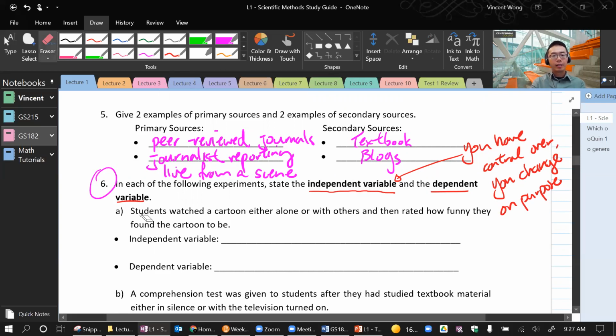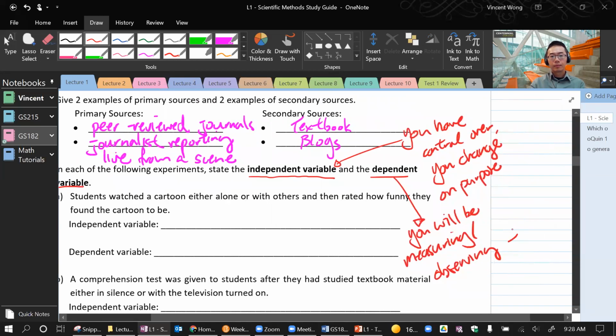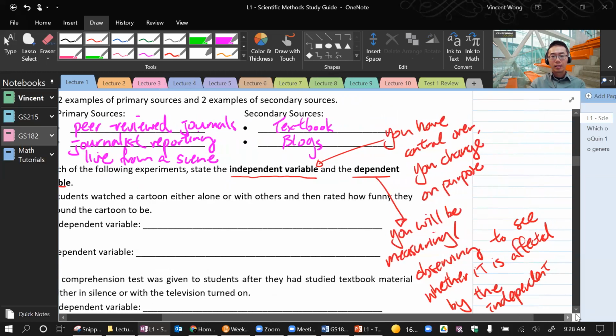The dependent variable, okay, this is the one that you will be measuring or observing to see whether it is affected by the independent variable. Sorry, it's very crowded here.